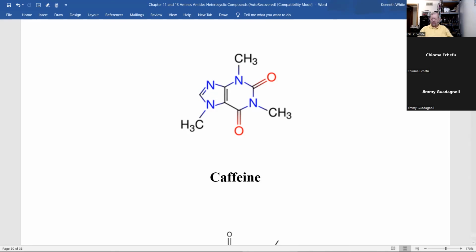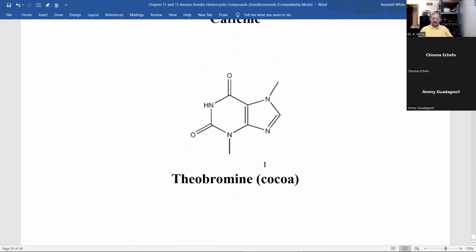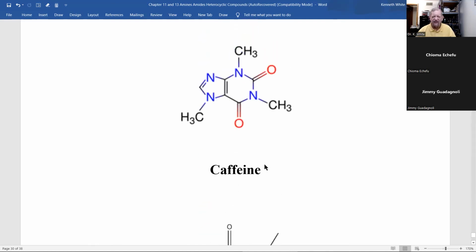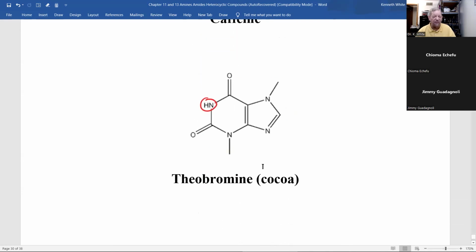Now, if we look here, this is theobromine. This is the active ingredient in cocoa. If you like chocolate, you like that. Now, I'm not a chocoholic, but I had a friend, who moved out of the area, who was a chocoholic, loved it. If you look at theobromine, the only difference from caffeine is this methyl group. In caffeine, it's a methyl group, and in theobromine, it's a hydrogen.